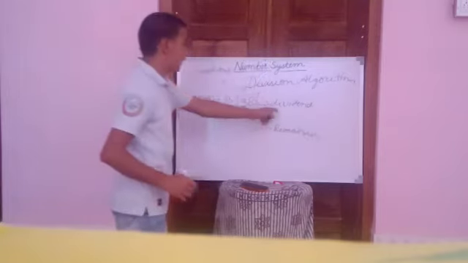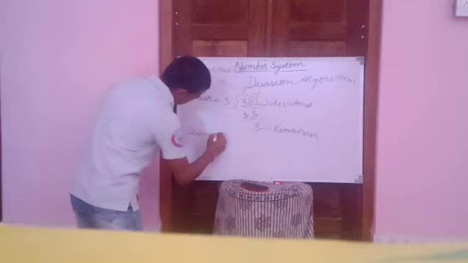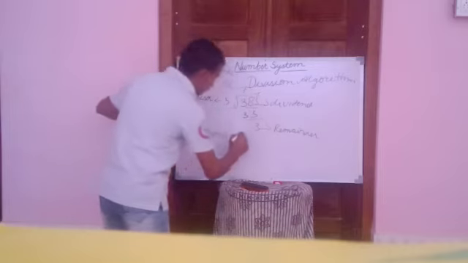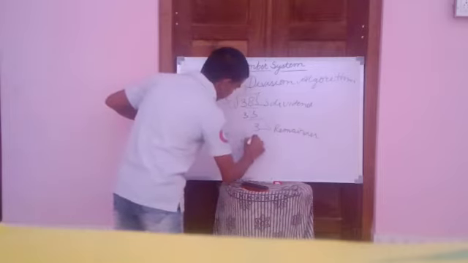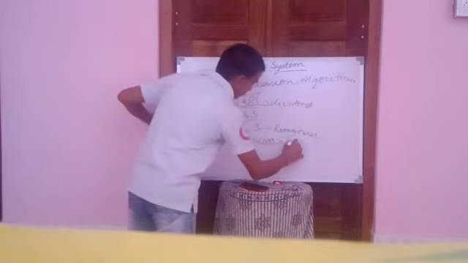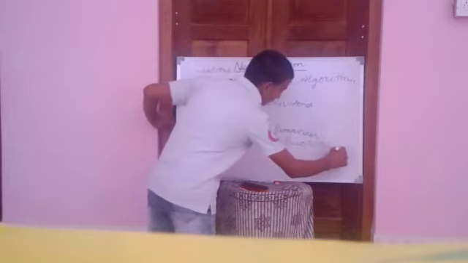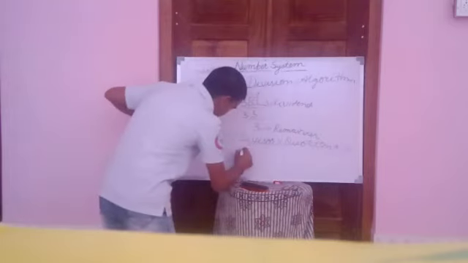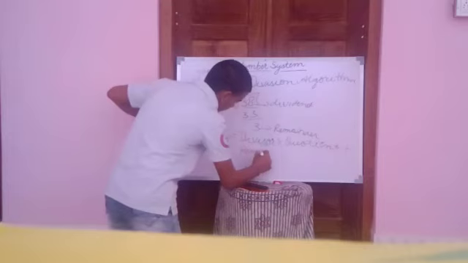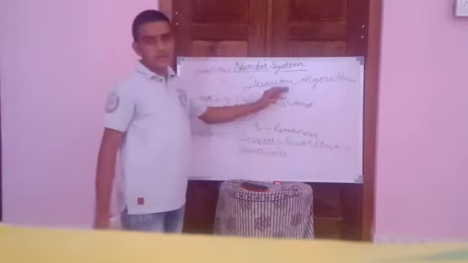So there is a rule to find the dividend and this rule is like this. Dividend is equal to divisor into quotient plus remainder. So this was our division algorithm.